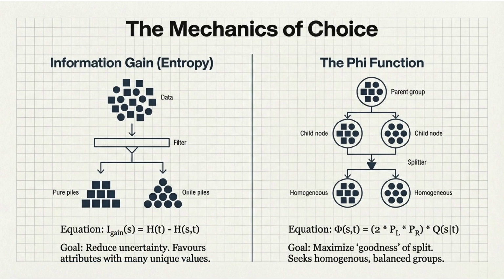Decision trees choose splits using measures like information gain. Information gain is based on entropy, which measures uncertainty. The goal is to reduce uncertainty after each split. The Gini function evaluates how good a split is. It prefers balanced and homogeneous child nodes.